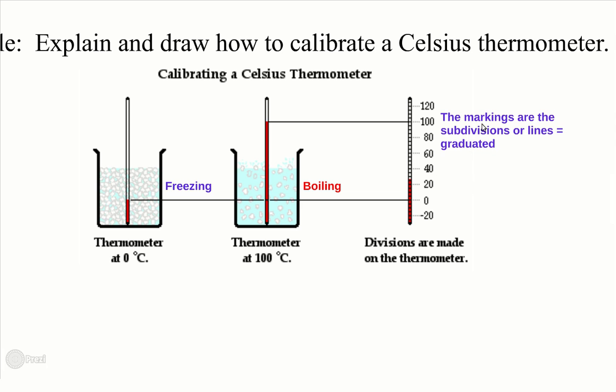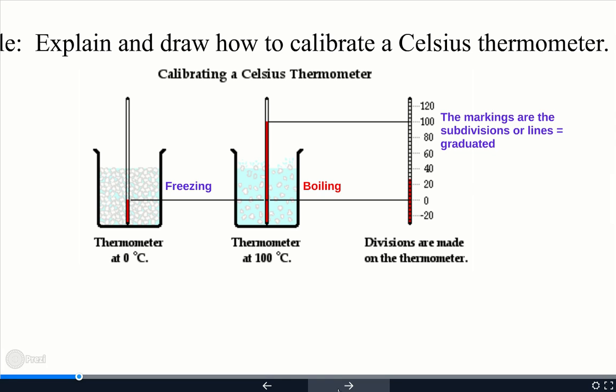calibrate a thermometer. The markings are the subdivisions or the lines, and this is a graduation, a graduated thermometer. So you put it in freezing water, mark it. You put it in boiling water, mark it. Then you divide it into 100 spaces, evenly spaced spaces, to make the Celsius thermometer.